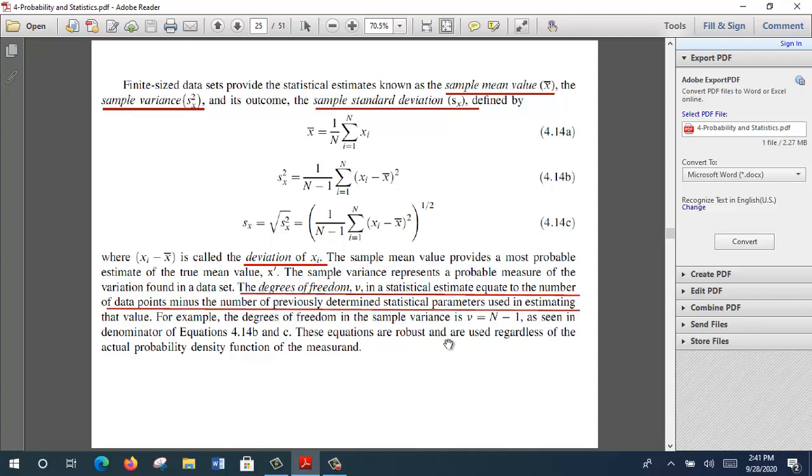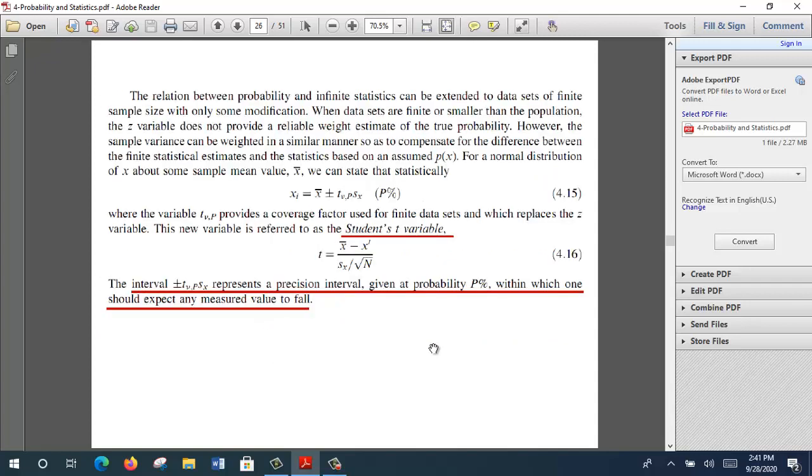The sample mean value provides the most probable estimate of the true mean value. The degrees of freedom, v, in a statistical estimate equate to the number of data points minus the number of previously determined statistical parameters used in estimating the value. That is the general understanding that you need to have. So let's continue. The relation between probability and infinite statistics can be extended to data sets of finite sample size with only some modification.